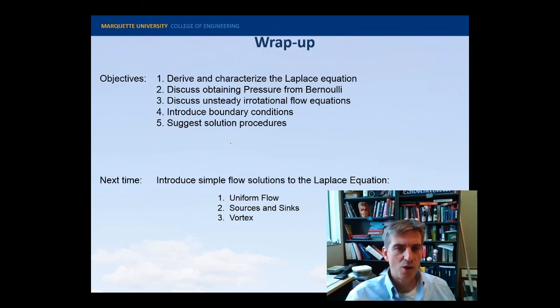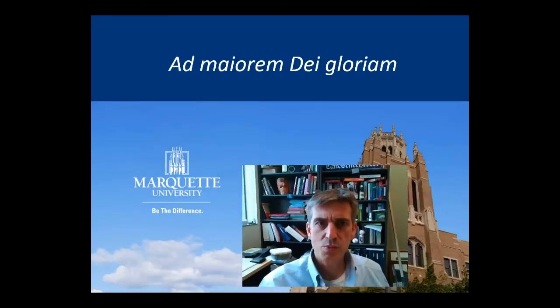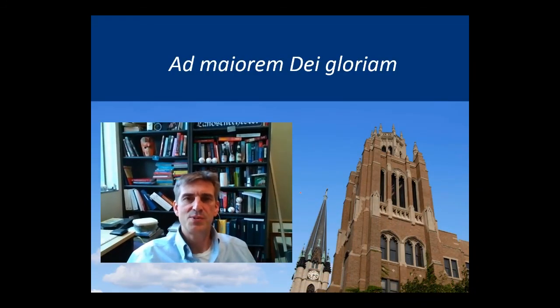All right, next time we're going to go forward. We just derived the uniform flow. I'm going to do it again in the next lecture, and then we're going to talk about sources and sinks and vortices. So from here, I guess we are done, and I will see you next time.